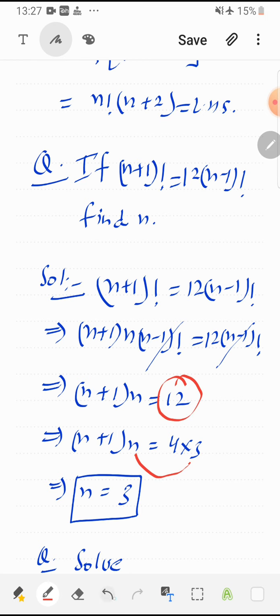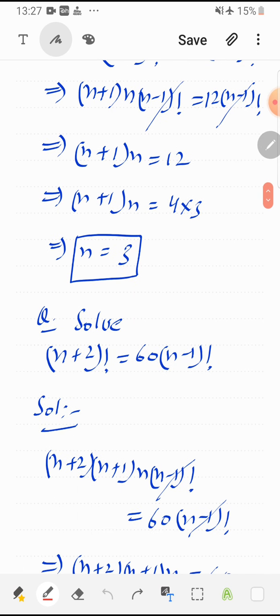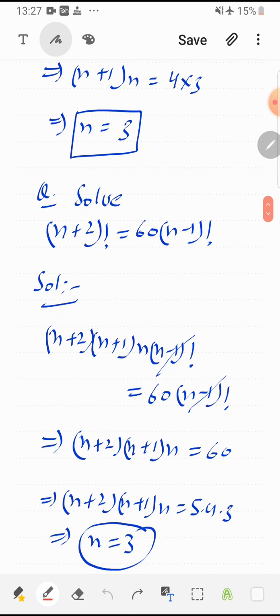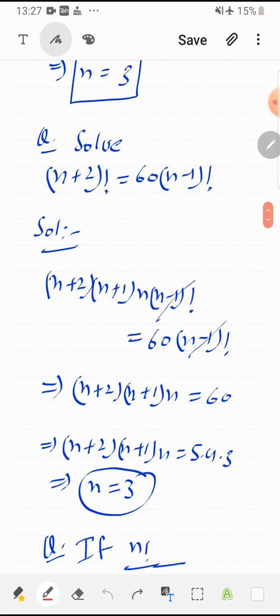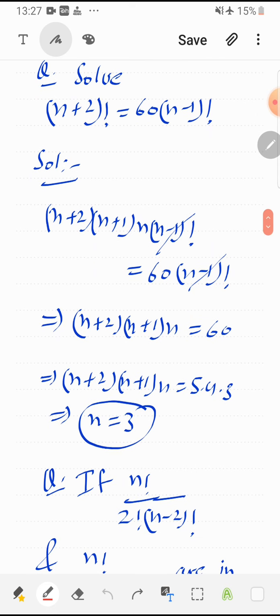Next is a similar question. Solve (n+2)! = 60 into (n-1)!. Again (n+2)! is larger, so I am writing (n+2) into (n+1) into n into (n-1)!. Cancelling (n-1)!, we have 3 factors on the left hand side. If I convert the right hand side also into a product of 3 consecutive numbers, that is 5 into 4 into 3. So again by comparing, n is equal to 3. Even if you compare the highest factor, n+2 is equal to 5, it will still give you n equal to 3.